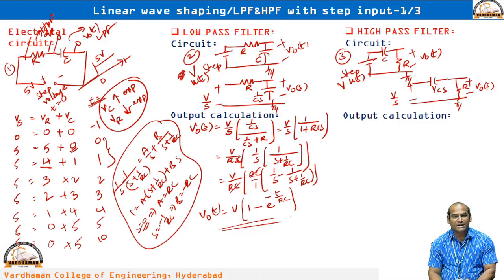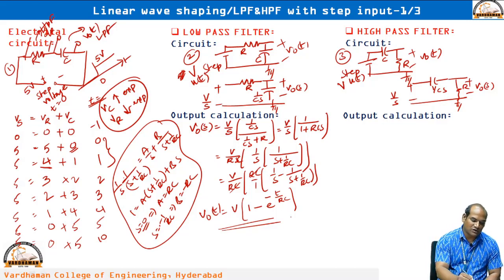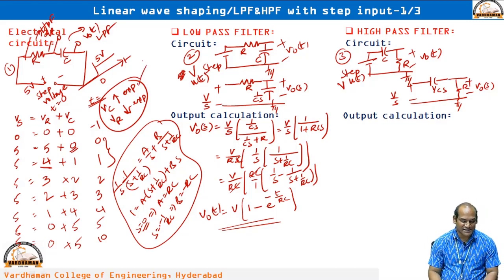Across which element are we taking the output? Capacitor. Now, come to the previous concept: capacitor voltage is increasing exponentially. This also represents an exponential increment in the voltage only. So, capacitor voltage is increasing, and mathematically we have also proved it. Coming to the high pass circuit, in a similar manner we have to do it.